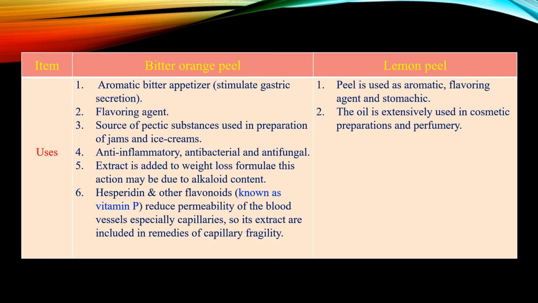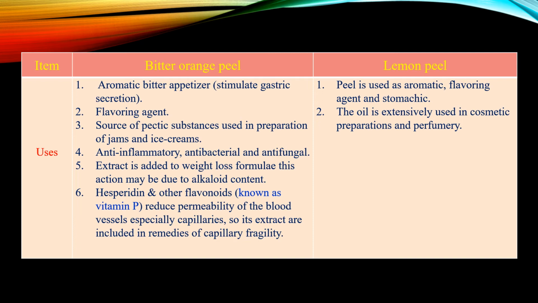The bitter orange peel is used as an aromatic bitter appetizer, stimulating gastric secretion, and used as a flavoring agent, and a source of pectic substance used in preparation of jams and ice creams. It has anti-inflammatory effect, antibacterial and antifungal. The extract of bitter orange peel is added to weight loss formulations to increase metabolism, maybe due to the presence of alkaloids.